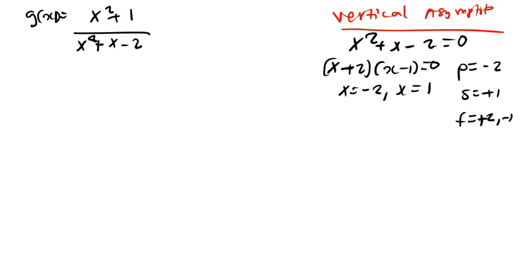Who has got a problem on how to find the vertical asymptote? So now the vertical asymptotes are x is equal to -2 and x is equal to 1. Who has got a problem there?